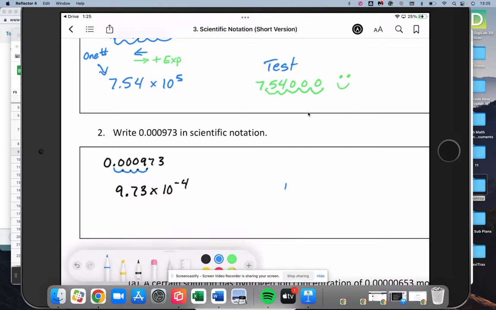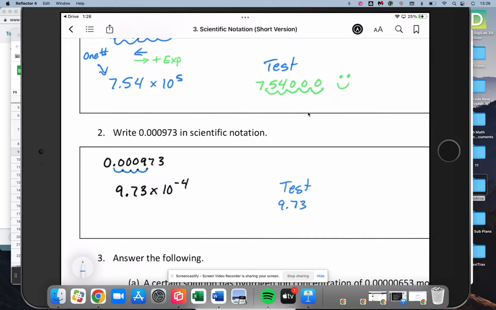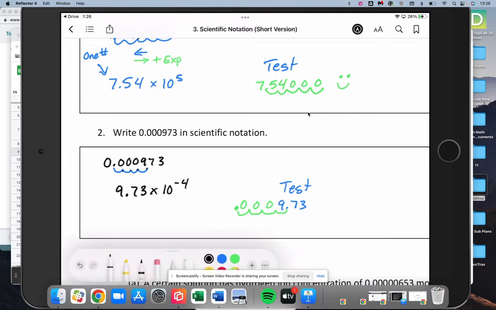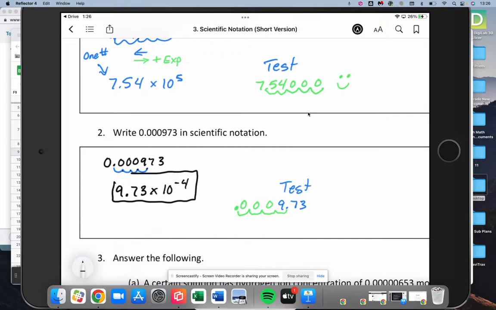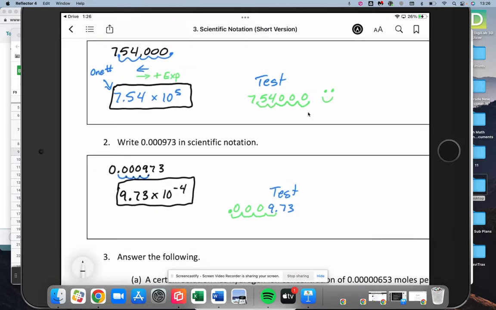Let's go ahead and come over here and test that. 9.73. If I move the decimal to the left 4 spots, 1, 2, 3, 4, and I fill the empty slots with 0, that does get us back to our original number. So it works. So I'll go ahead and box in my answer of what you would actually put into Alex in these cases. That's what you would put into Alex. These test things over here are just to make sure we did it correctly.